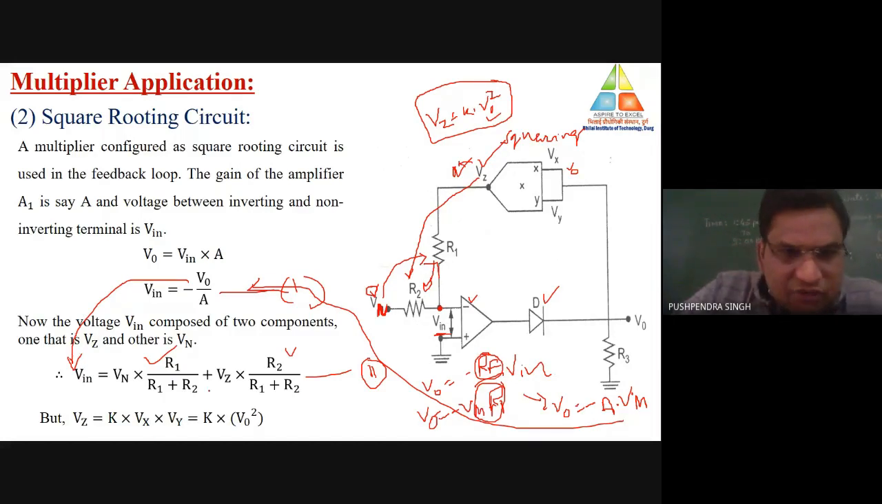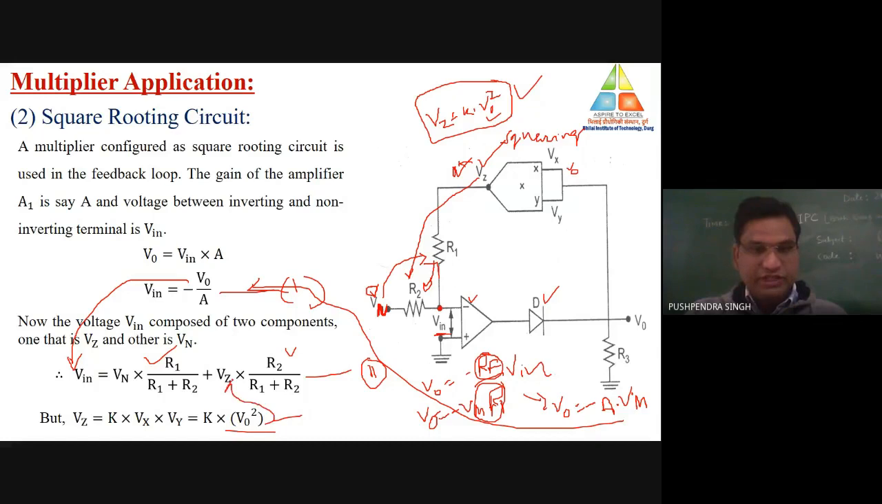Now what is the value of Vz? Already we have calculated the value of Vz here. Vz is equal to K into V naught square. So substitute the value of Vz also. Already we have substituted the value of Vn. Now simplify the equation.